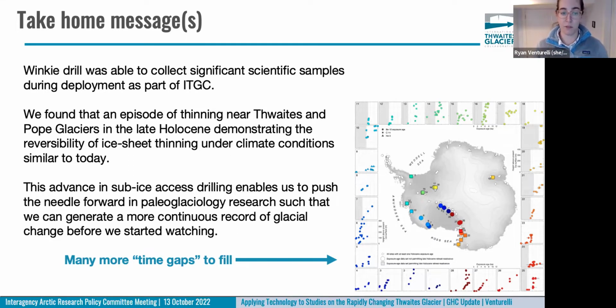We found an episode of thinning near Thwaites and Pope glaciers in the late Holocene that demonstrates the reversibility of ice retreat and ice sheet thinning under climate conditions similar to today. Really connecting the ongoing paleoclimate efforts with this paleoglaciological reconstruction will really help us to constrain the reversibility of retreat around Antarctica.